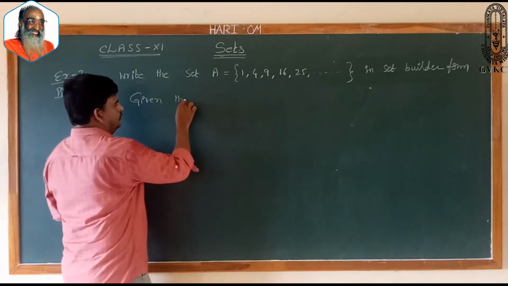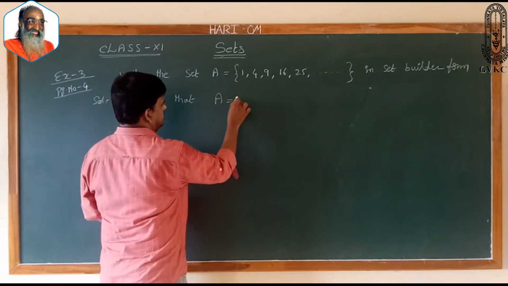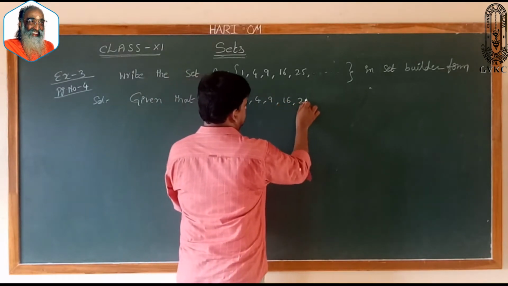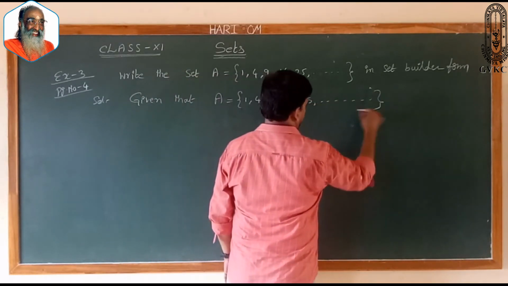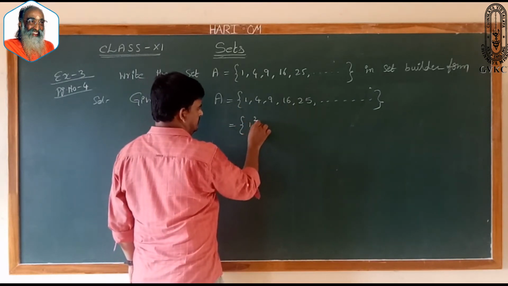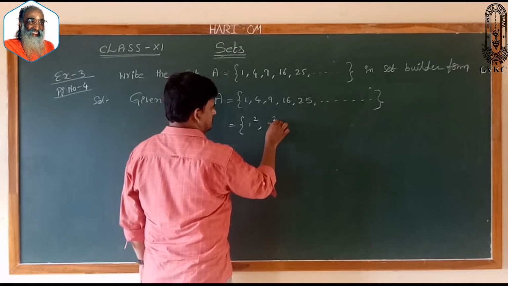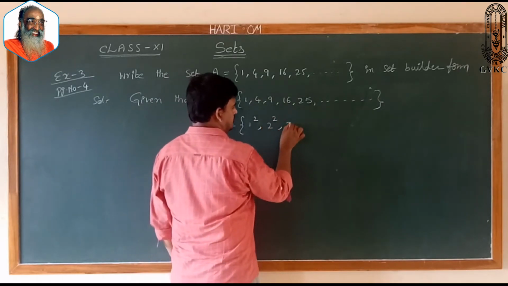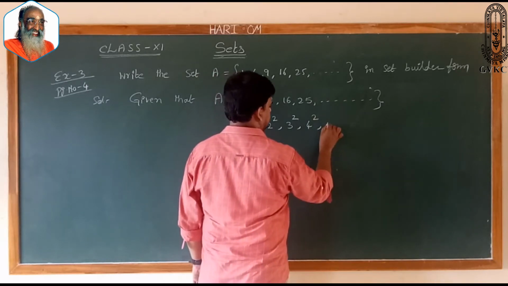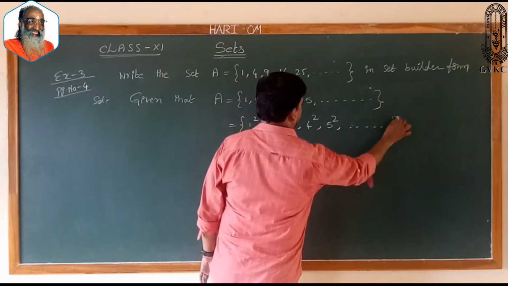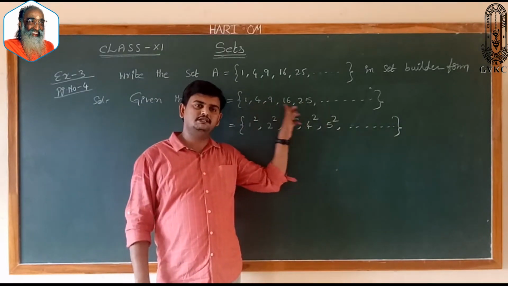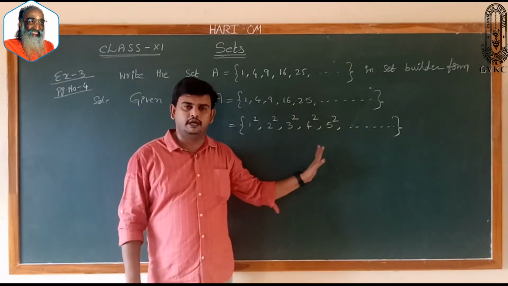What is given for us? There is a set A: 1, 4, 9, 16, 25 and so on. If you observe, 1 is nothing but 1 square, 4 is nothing but 2 square, 9 is nothing but 3 square, 16 is nothing but 4 square, 25 is nothing but 5 square. Like that, keep on writing. All these elements are nothing but squares.